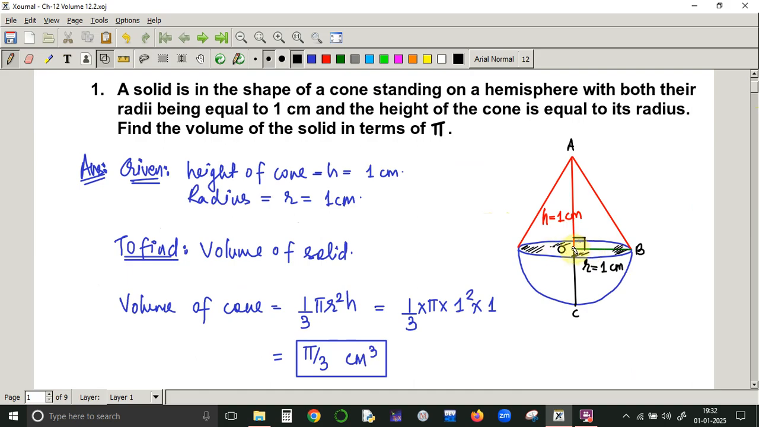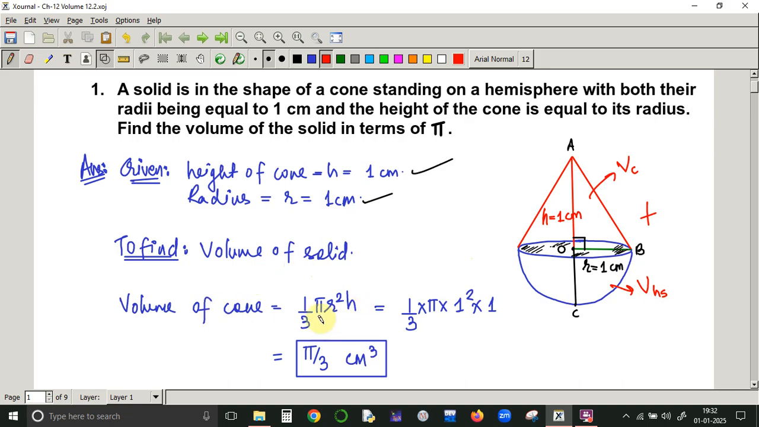So radius is equal to 1 centimeter. And also it is given that the height of a cone is equal to its radius. So height of a cone is 1 centimeter, radius is 1 centimeter. We have to find the volume of the solid. So the idea behind such type of question is very simple. You are going to find the volume of this cone and the volume of this hemisphere and then simply add them in the end.